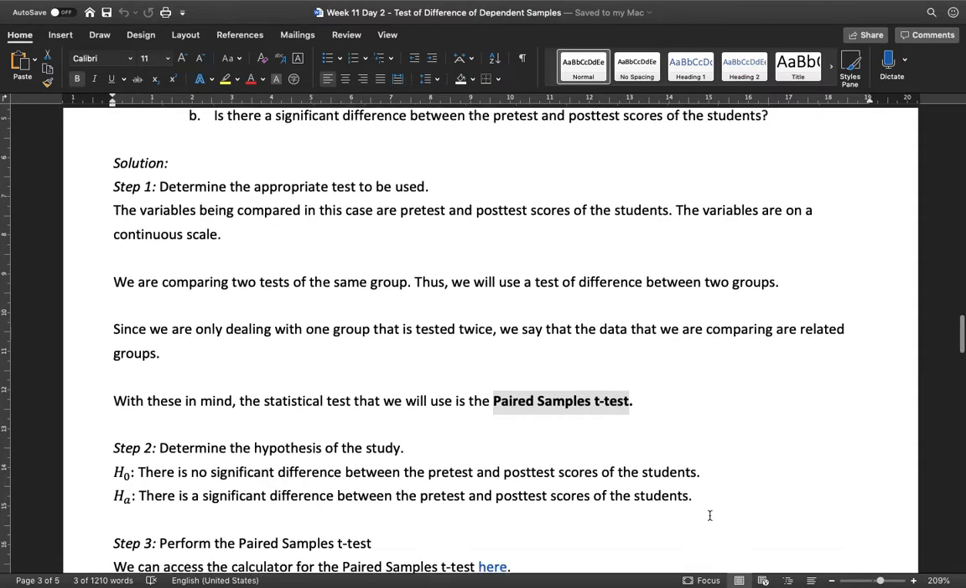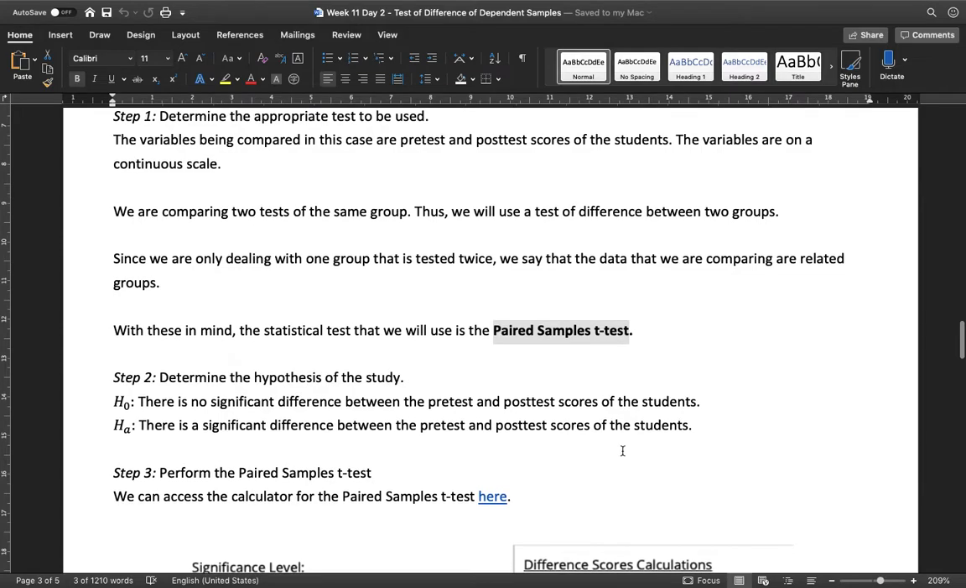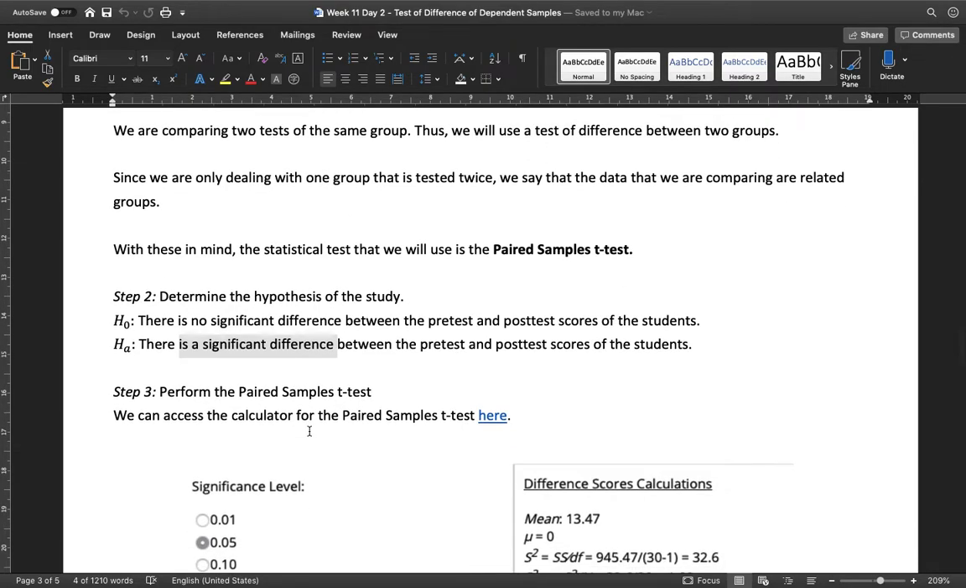Okay? Next, let's determine the hypothesis for the study. Null hypothesis, there is no significant difference between the pre-test and post-test scores of the students. Kapag alternative hypothesis naman, there is a significant difference between the pre-test and post-test scores. Now, let's perform the paired sample t-test.